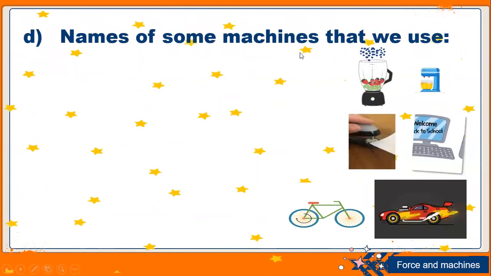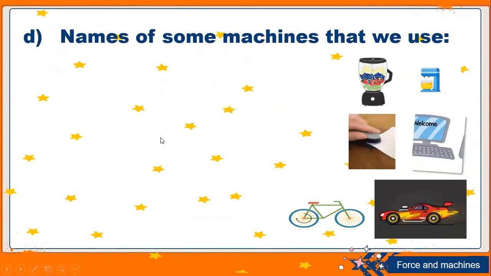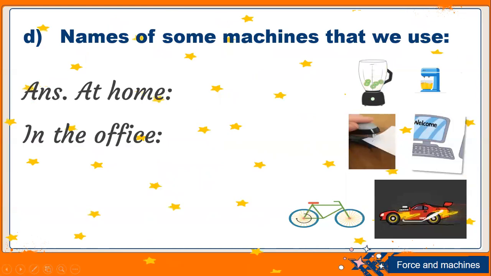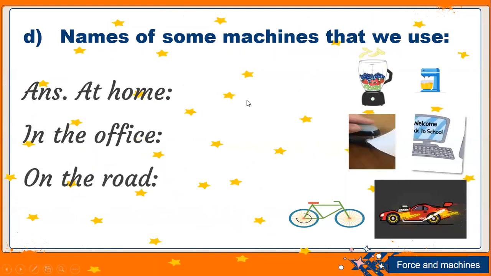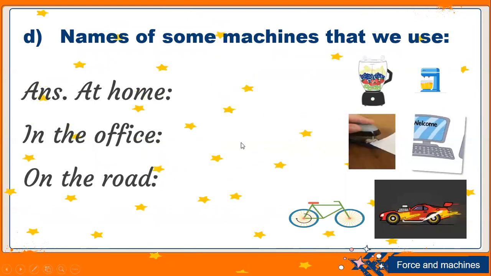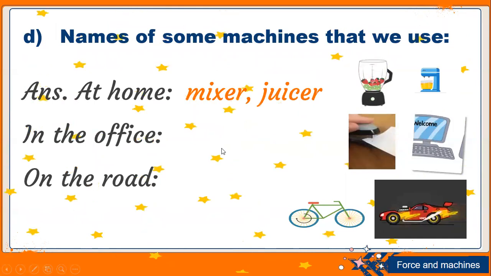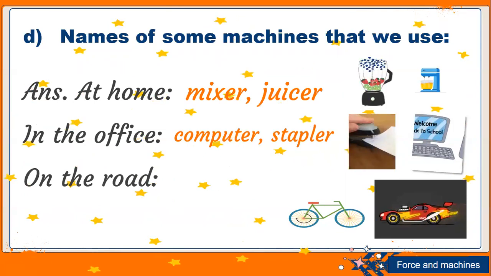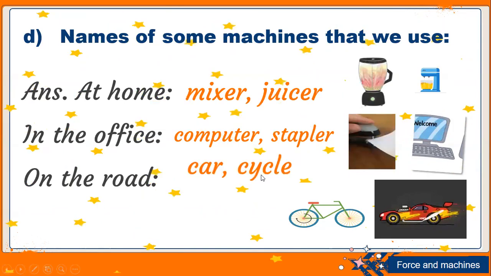Names of some machines that we use at home, in the office, or on the road. At home, we are using mixer and juicer. In the office, we are using laptops, stapler, computer. On the road, we are using bicycle, car, truck.